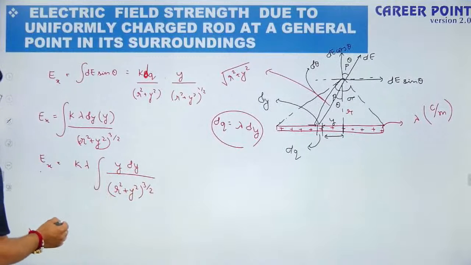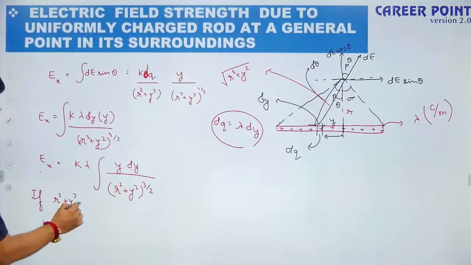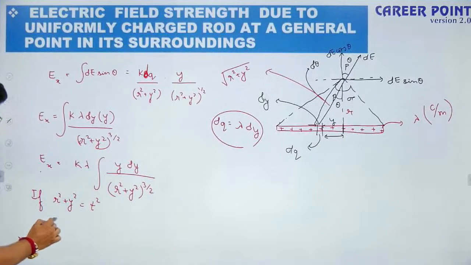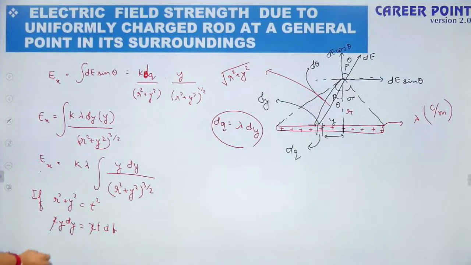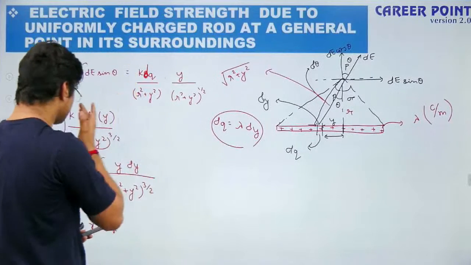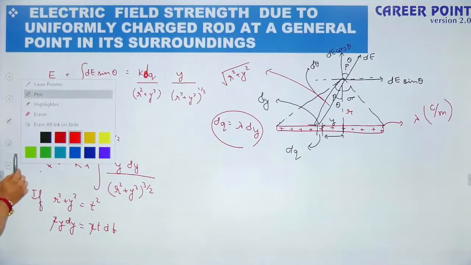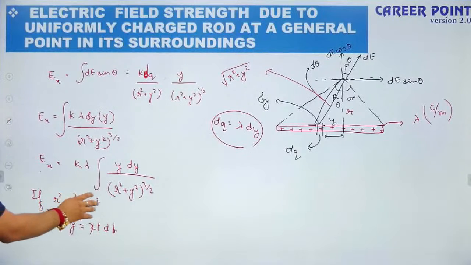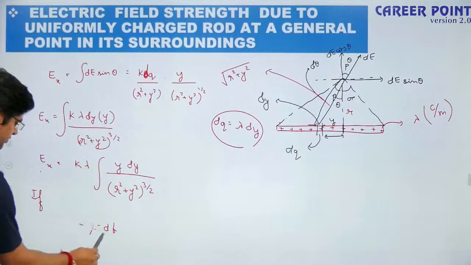Now in that case, what can we write? If r square plus y square equals t square, we can write 2y dy is equal to 2t dt. 2 and 2 cancel and y dy can be written as t dt. So we can change the limits. Or instead of that, it will be easier for us if we take the limits in terms of theta, in terms of angle. So instead of doing this, we can have another option.